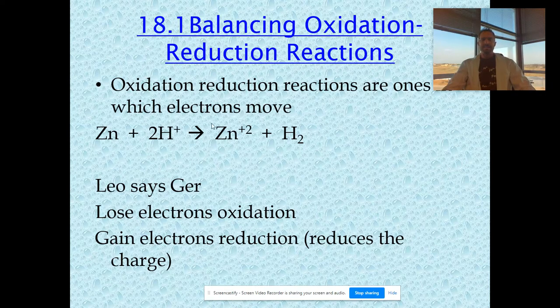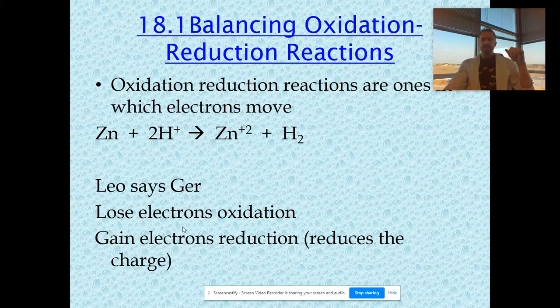So if zinc is being oxidized, well, I know hydrogen better be being reduced. So I should be able to figure out that hydrogen is gaining electrons. I see hydrogen with a plus charge here, and then over here, hydrogen has no charge. Well, it went from a plus to no charge, so that must be gaining electrons, right? There's a partnership there, just like an acid-base. There can't be an acid without a base. There can't be something that is being oxidized without something that is being reduced.